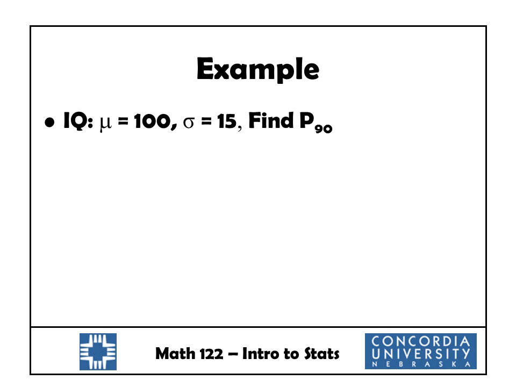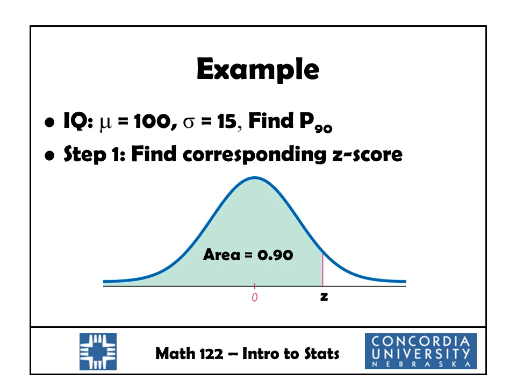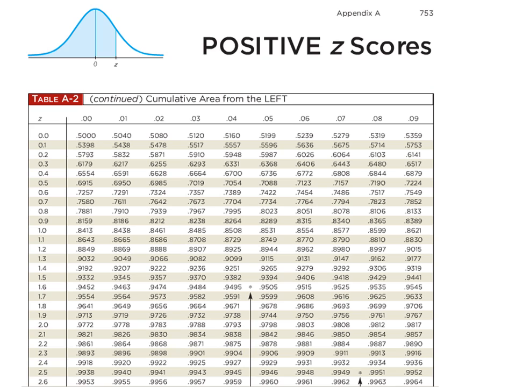Now, dealing with a non-standard normal distribution, let's go back to the IQ scores where we have a mean of 100, standard deviation of 15. Let's find the 90th percentile. So here we had two steps. The first one is find the corresponding z-score. So we draw our standard normal bell curve. We have an area of 0.90 because we're dealing with the 90th percentile, and we want to find the corresponding z-score. So we go to our z-score table and look for an area as close to 0.90 as possible, and in this case we see an area of 0.8997. The corresponding z-score is 1.28.